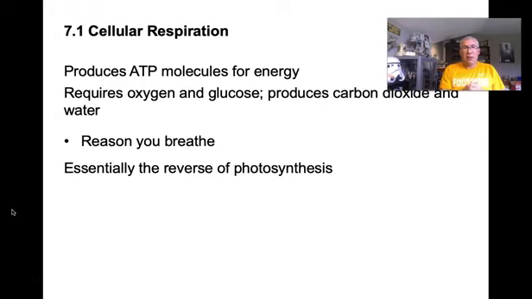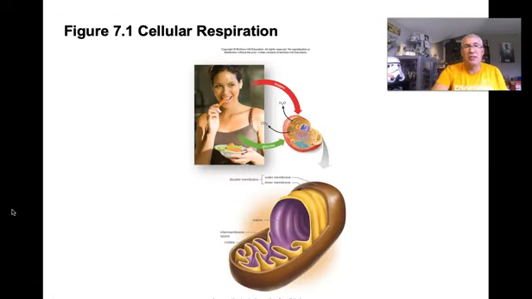And so it requires certain things. Number one, it requires oxygen, which is a waste product from plants, and it needs glucose, which comes from the plants you eat. And as a result, cellular respiration makes energy. It gives off a waste known as carbon dioxide, which you breathe out, and water. And so this is the reason that you breathe, and it is the reverse of photosynthesis.